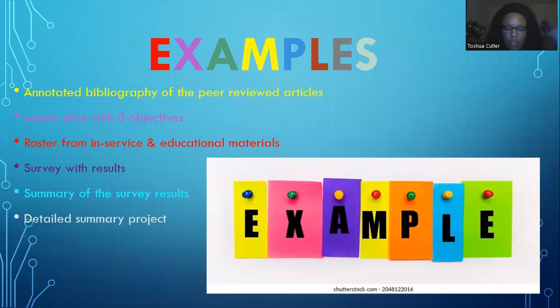Evidence of my learning strategies include an annotated bibliography of the peer review articles, a lesson plan with the 3 objectives, a roster from the in-service and the educational materials, the survey with the survey results, a summary of the survey results, a detailed summary of my project, and an informational flyer that my mentor and I created for this project.